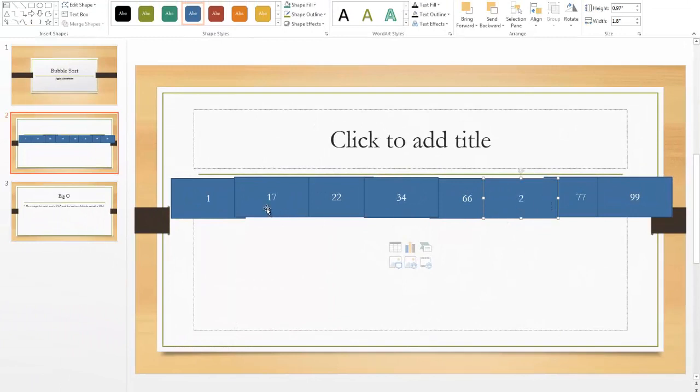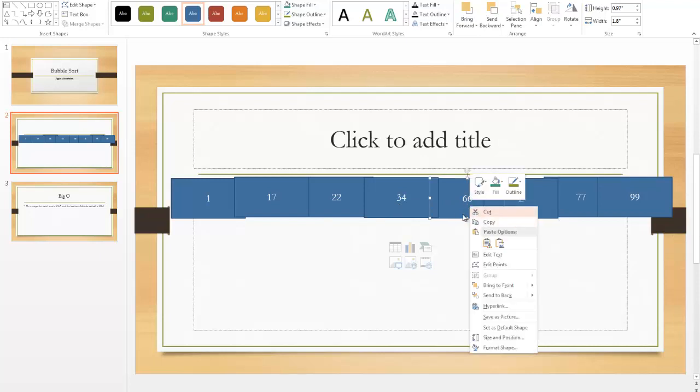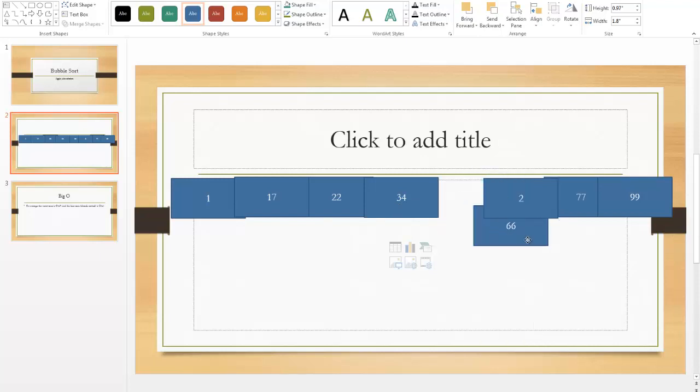So I start the algorithm again. I look at 1, I look at 17, and I see that 1 is less than 17, so that's okay. Then again, I look at 17 and 22, and I see that those are in line. Then I look at 22 and 34, and those are okay as well. Then I look at 34 and 66, those are okay. And I look at 66 and 2, and those are not okay. So I'm going to swap those because 2 is less than 66. Now, those three are in order, so now again, I run the algorithm again.